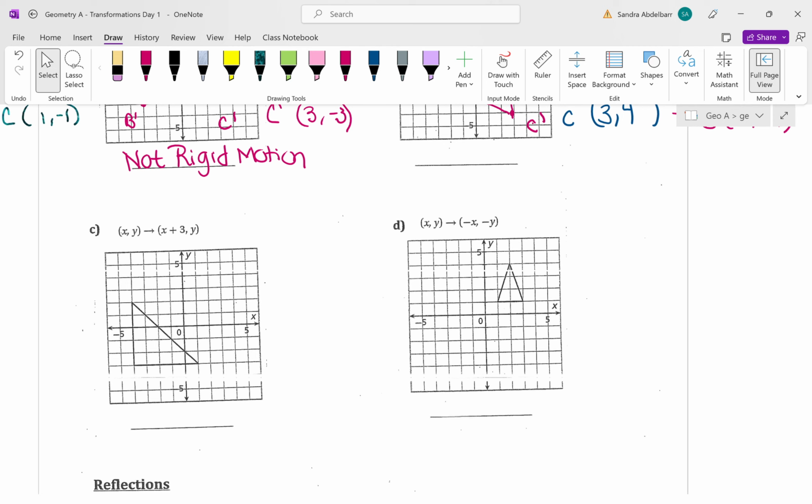No. All right, letter C and letter D. Do you think you guys can figure this out on your own? Try letter C and D on your own, and then we'll go over it.